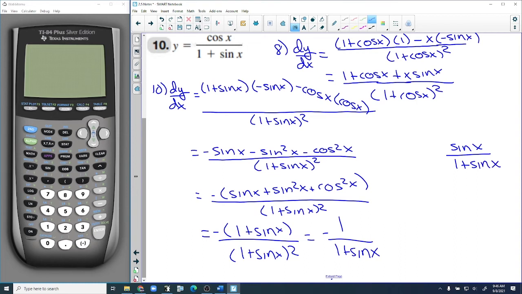Do one of those signs cancel? No, they do not. I can cancel out all of this with all of one of those. I can do that and remove one of them. But you can't cancel parts of addition or subtraction. All right.